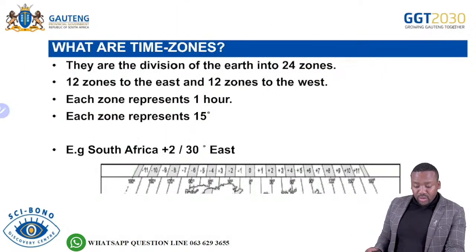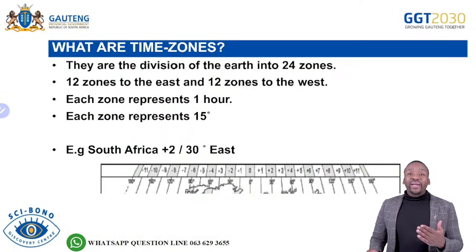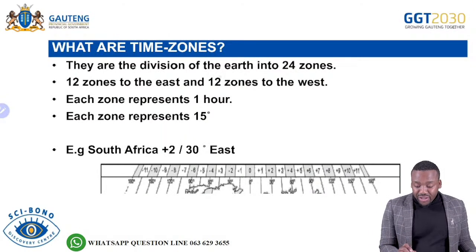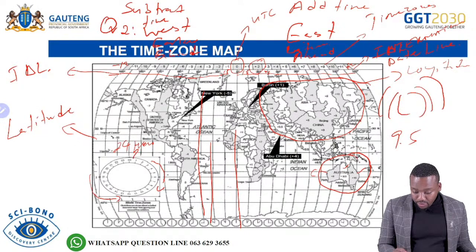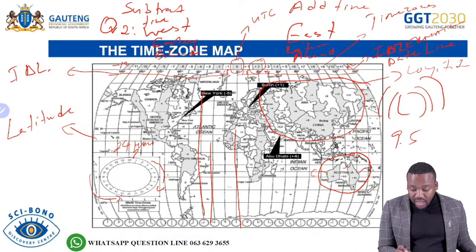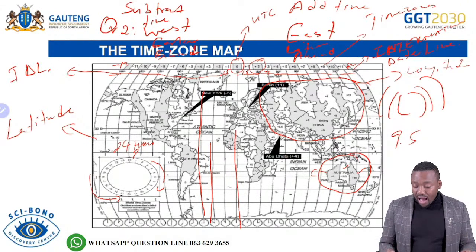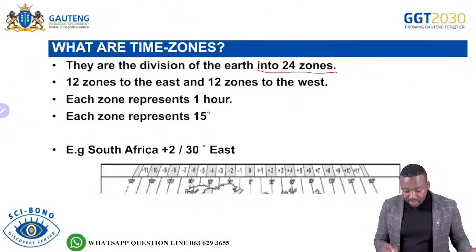Right, let me just go back for a minute. So we said, what are time zones? This was last week. We said the time zones are the divisions of the earth into 24 zones. How do we get these zones, right? We said this side from 0 to the east, we've got +1 up until +12. That is the first 12, right? And then 0 again, -1. This is -1 up until -12, 180 degrees. Those are our time.